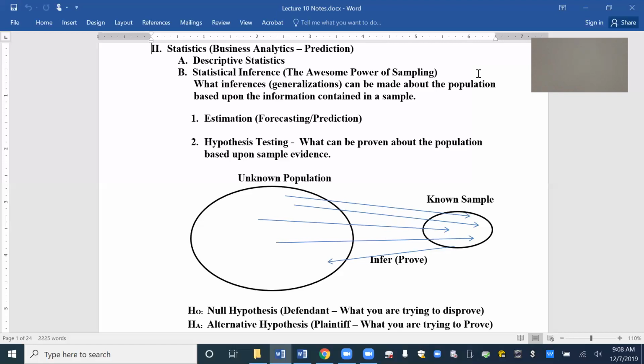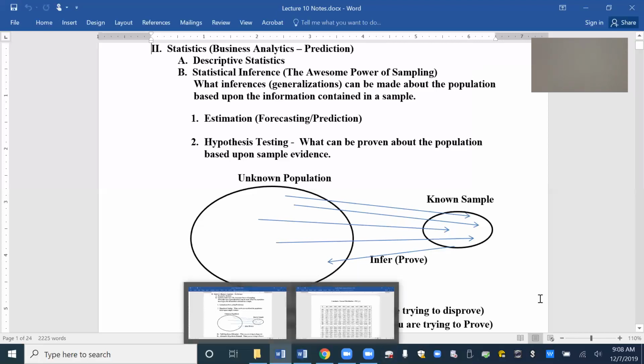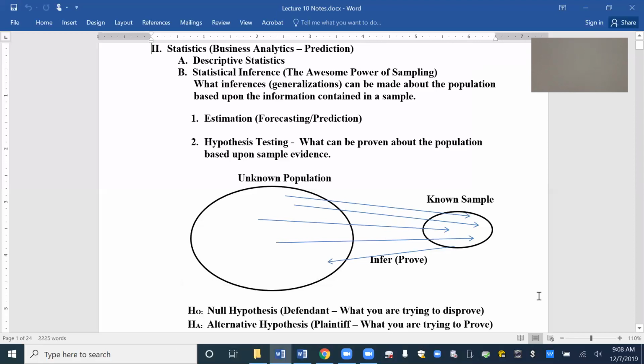But if you're in an industry where you've got government testing and things like that, then you'll be using this. But as a general rule, most businesses don't use a lot of hypothesis testing. But it is still an interesting topic to cover.